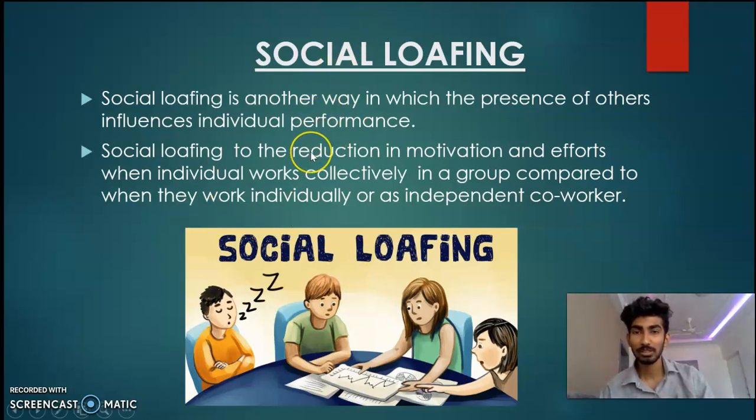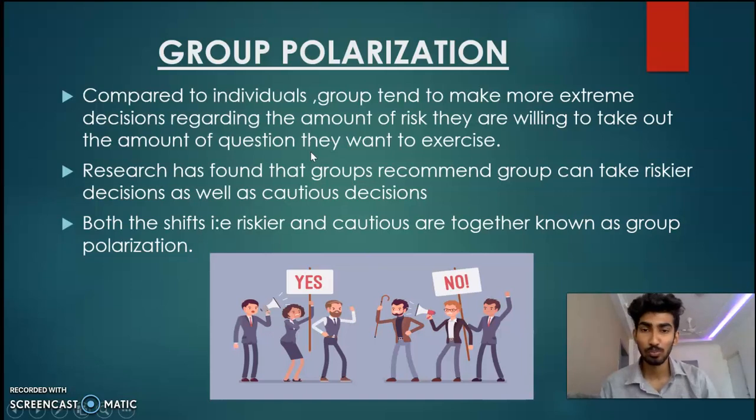So we will learn about the second effect, that is group polarization. Group polarization comes with two terms, cautious and riskier. While working in a group, there might be people who think that a decision has to be taken, and on the contrary, there are other people who think that no, it won't be the right decision. So both the shifts, the riskier and the cautious, are together known as group polarization.